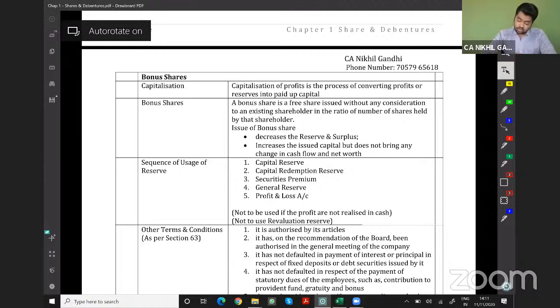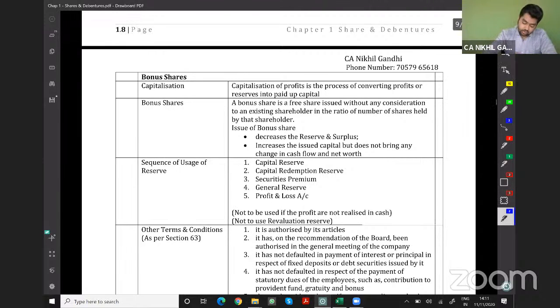Bonus shares. A bonus share is a free share issued without any consideration. Do you think anything is free? No, sir. You have bought one pen. That was the reason we have provided you a second pen for free. Bonus shares are free shares issued without any consideration to the existing shareholders in the ratio of the number of shares held by that shareholder. Issue of bonus shares decreases the reserves and surplus and increases the issued capital but does not bring any change in cash flow or net worth.